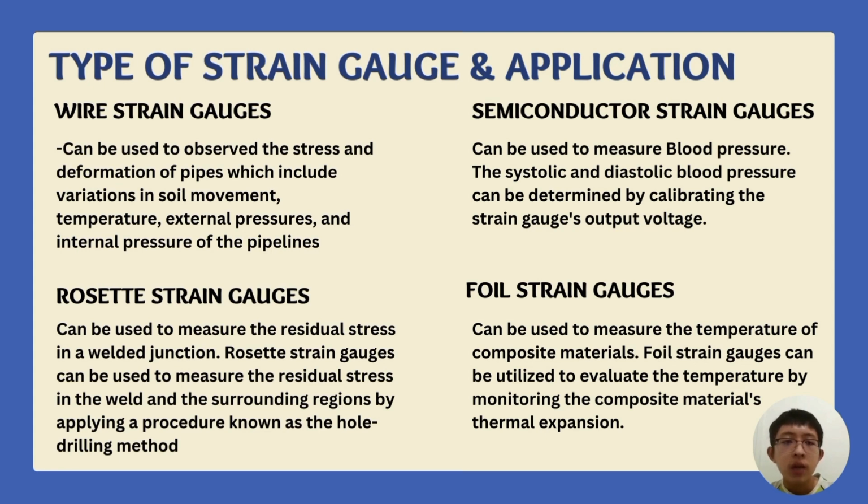And the fourth type of strain gauge is the foil strain gauge. It can be used to measure the temperature of composite material. Foil strain gauge can be utilized to evaluate the temperature by monitoring the composite material's thermal expansion.